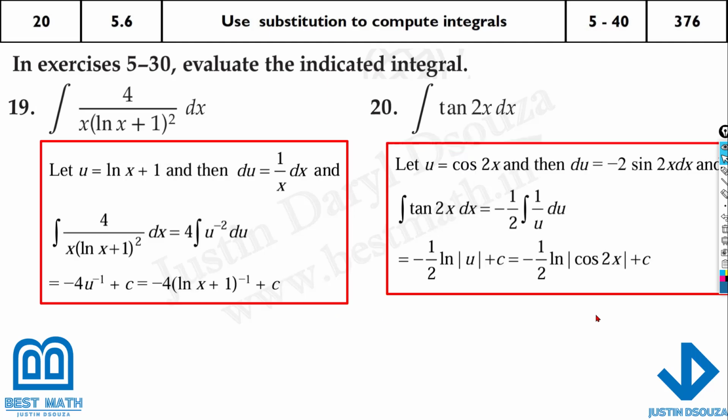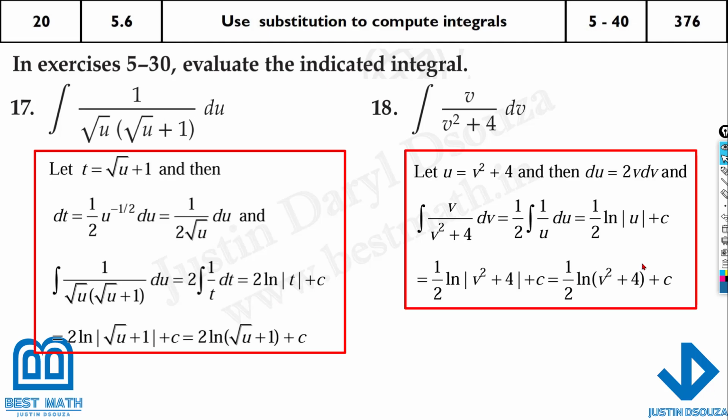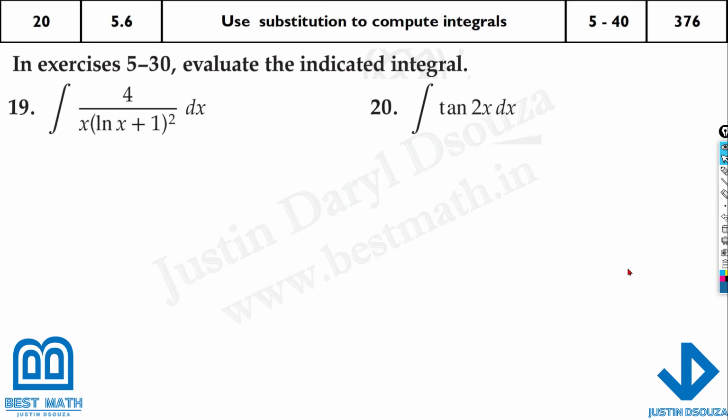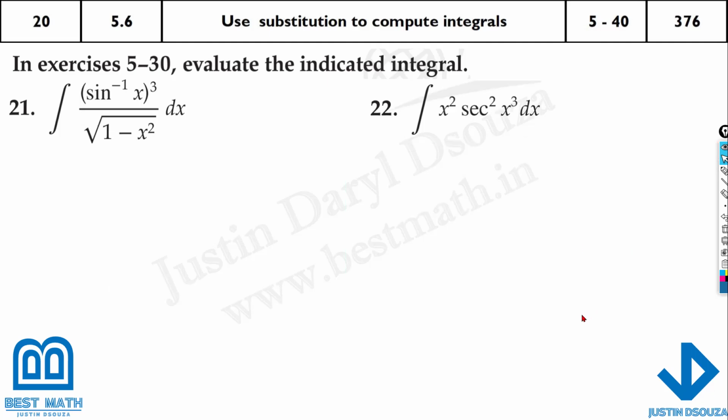But here, there is a possibility that cosine 2x can be negative. So to avoid that, we write the modulus symbol. So if you're wondering why did we write it over here and why didn't we write it over here, that is the difference. Because over here, cosine 2x has a possibility of being negative. So it'll be minus, modulus will make it positive, and that's the answer.